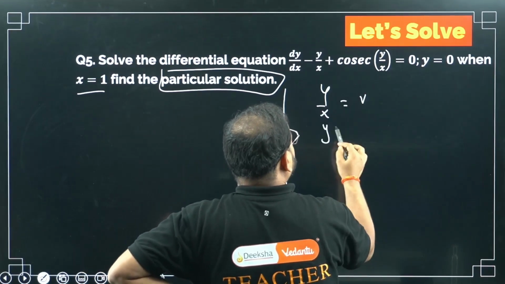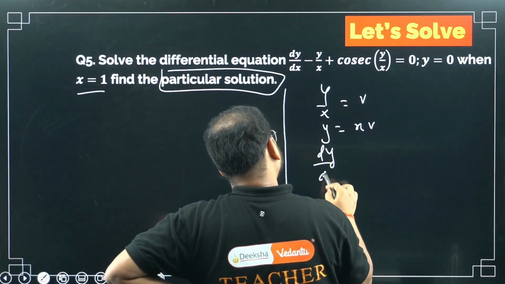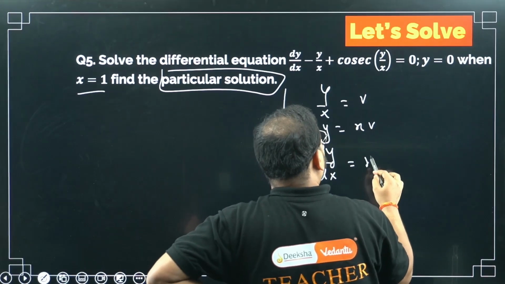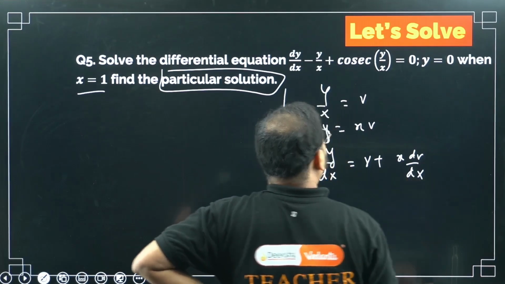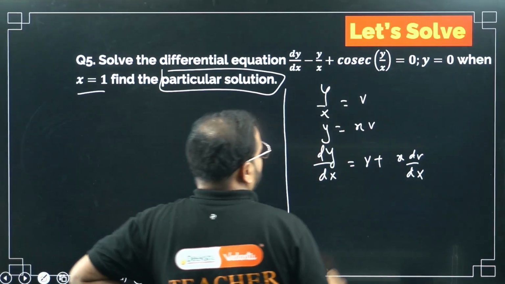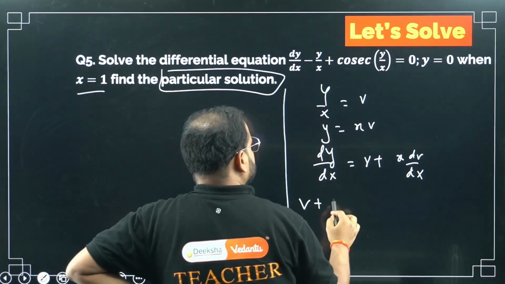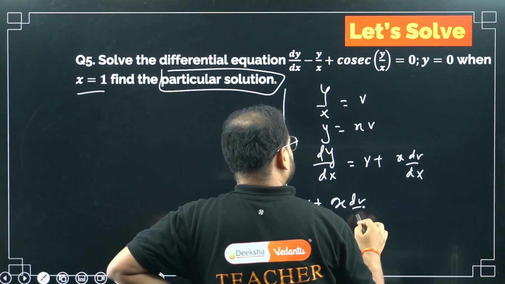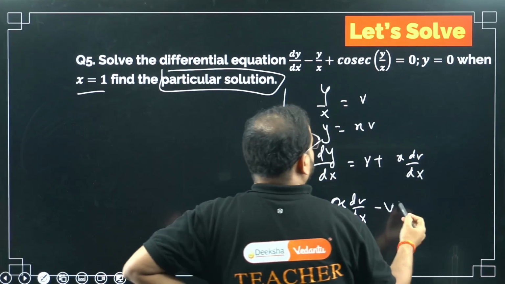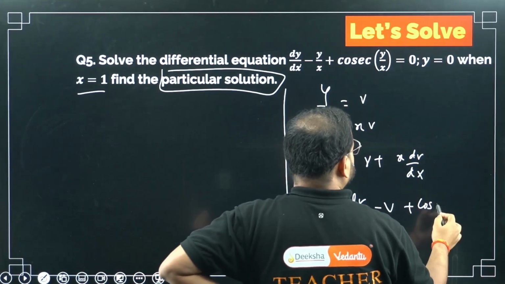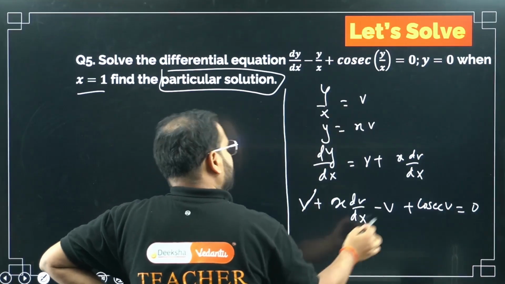So y equals xv, dy by dx equals v plus x dv by dx. Okay, substitute back. For dy by dx, what I'm going to get? v plus x dv by dx. For y by x, what I'm going to get? Simply v. So minus v plus cosec v equals 0. Yes, v and v cancelled.